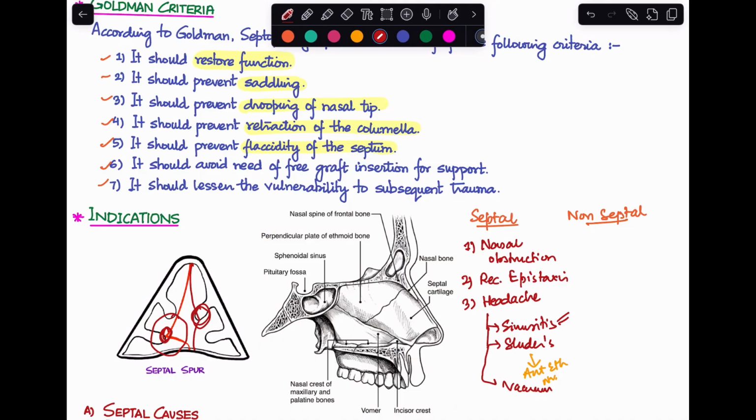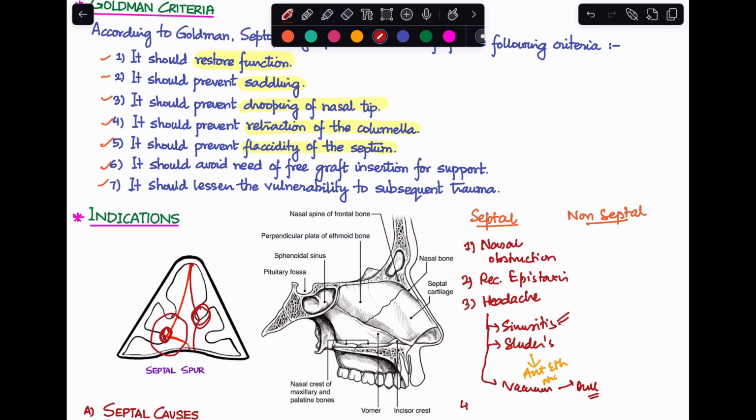But in vacuum headache, the headache is purely coming from the negative pressure inside the sinus because of the sinus ostium obstruction, but there is no infection happening over here. And because of this negative pressure inside the sinus, the mucosa gets very stretched. So, this leads to a very dull, aching kind of pain, and that is known as vacuum headache. So, a third septal cause for indication of septoplasty is headache, which can be because of sinusitis, Sluder's neuralgia, or vacuum headache.